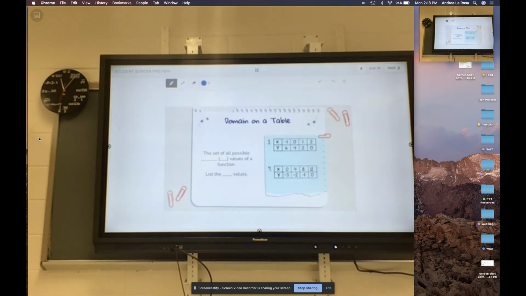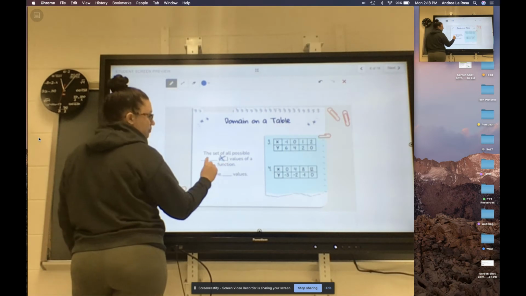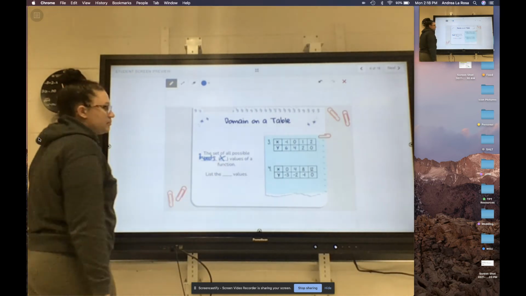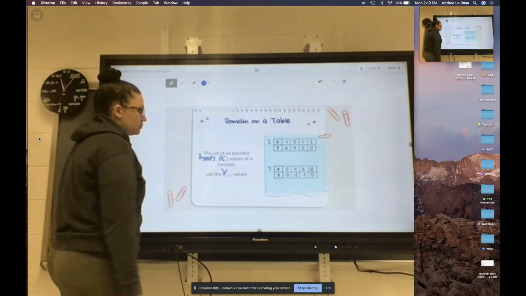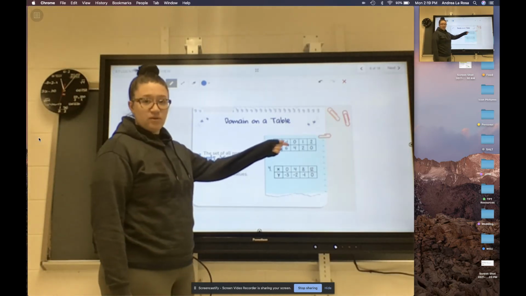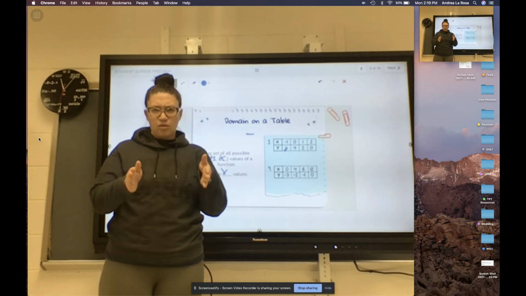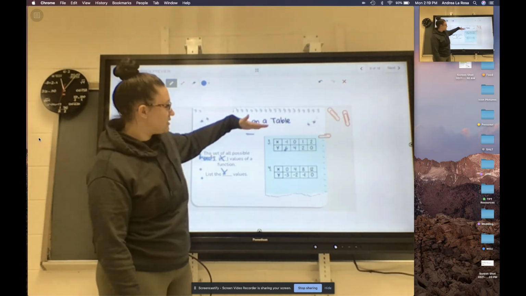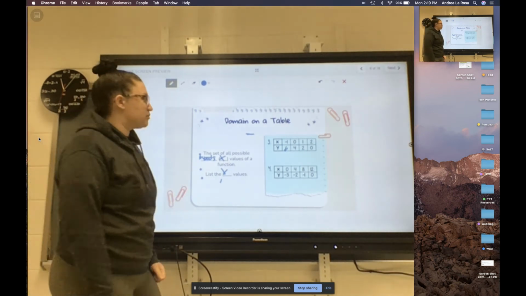Now we're going to look at domain on a table. I'm still looking at all the possible x values, my inputs. So all I want to do is list my x values. On my table, I know my x's go on top, y's go below. If they're vertical, remember the x is on the left, the y is on the right. If they go horizontal, x is on the top, y is on the bottom.